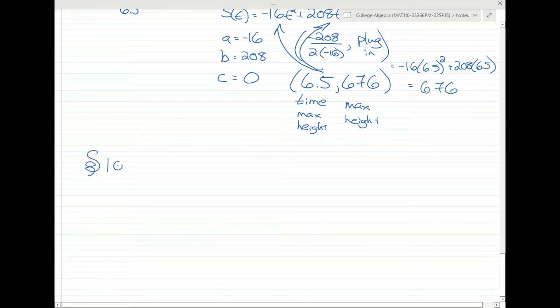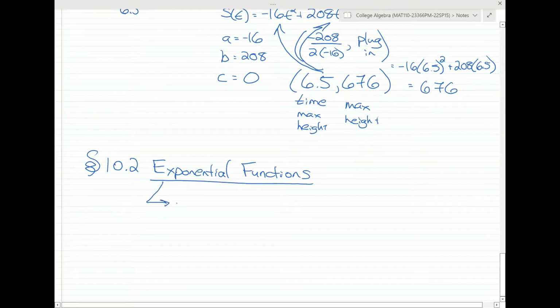Section 10.2 is called exponential functions. An exponential function is just a function where the exponent has a variable.